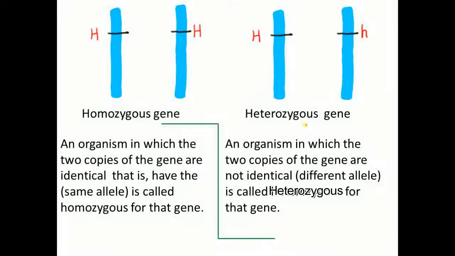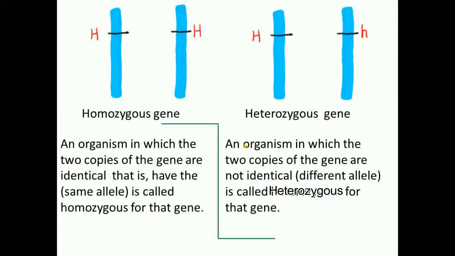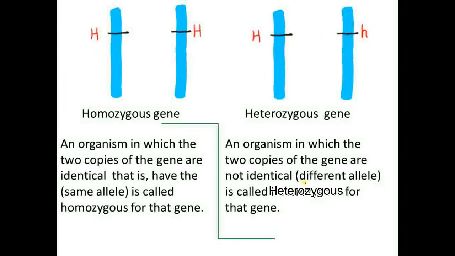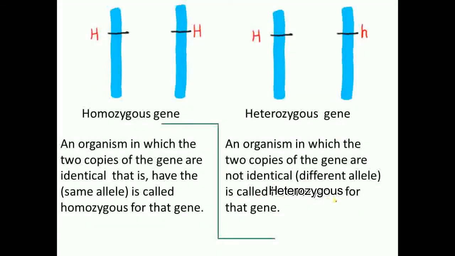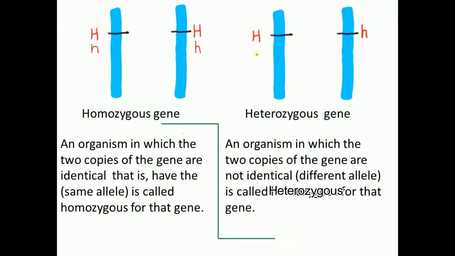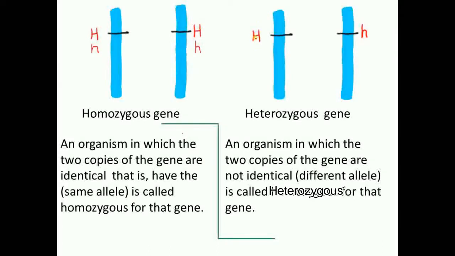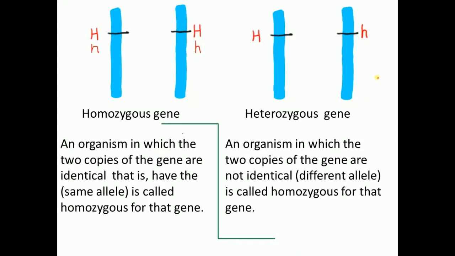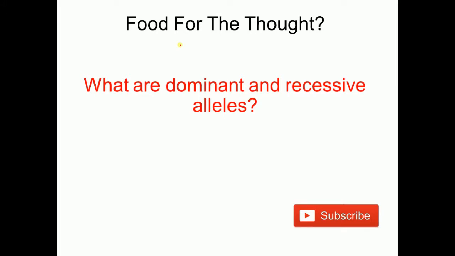But in case of heterozygous genes, what does it say? An organism in which the two copies of the gene are not identical, that is, different alleles, is called heterozygous for that gene. So this example clearly tells that if one chromosome has capital H, then the other chromosome should have small h, or vice versa. So that was all about alleles.